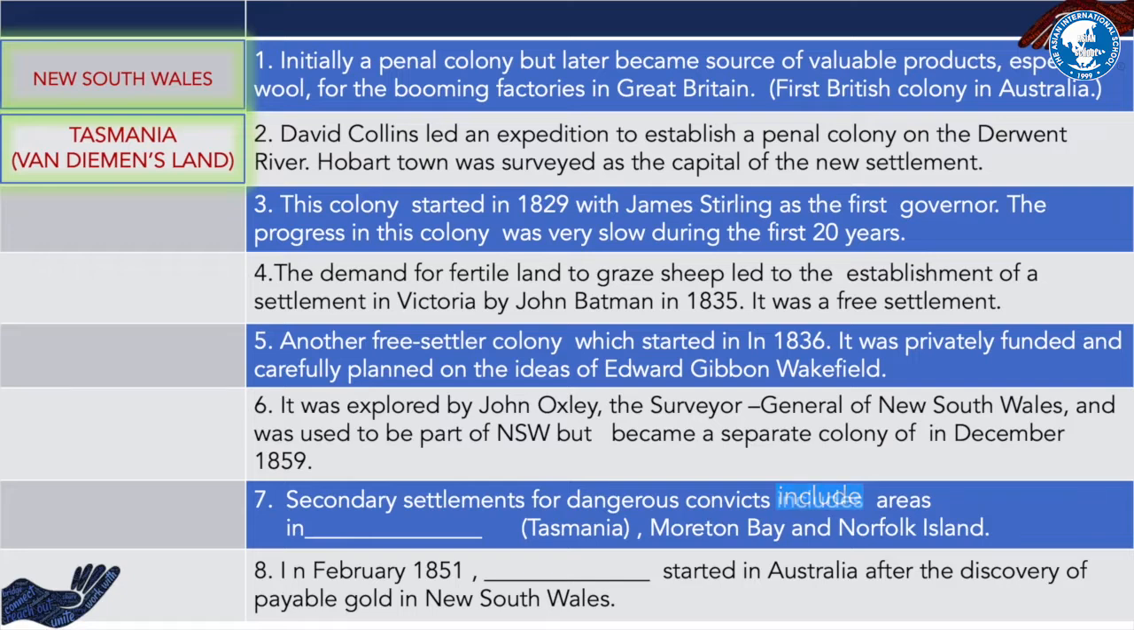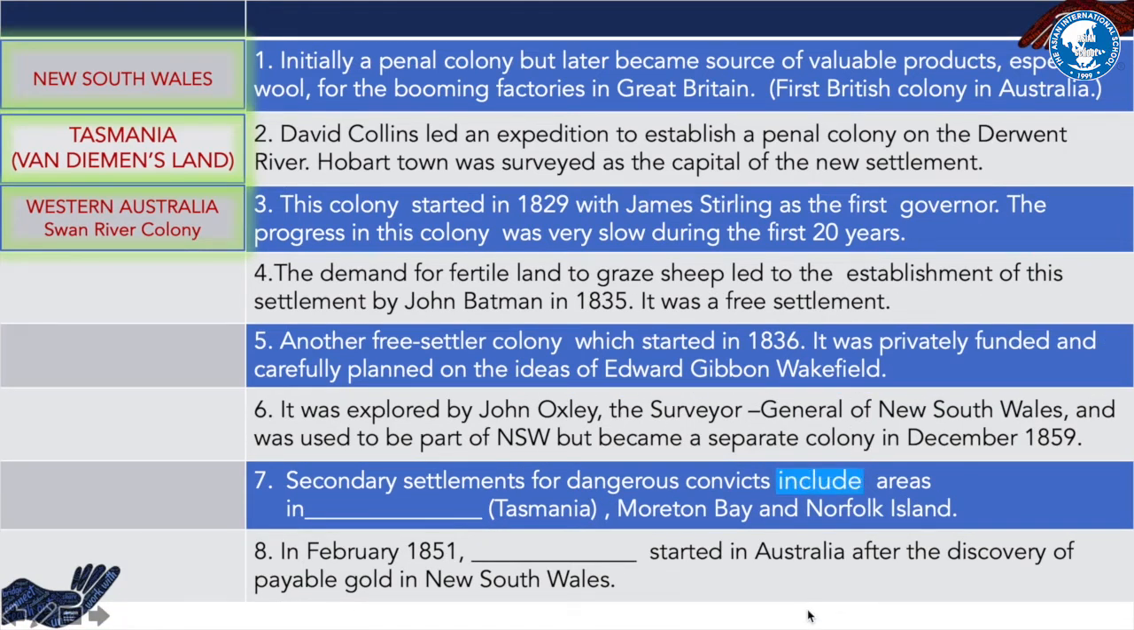Okay, number 3. This colony started in 1829 with James Stirling as the first governor. The progress in this colony was very slow during the first 20 years. The answer is Western Australia, or Swan River Colony. Okay, now let's have number 4. The demand for fertile land to graze sheep led to the establishment of this settlement by John Batman. It was a free settlement. That means no convicts were ever sent there. So the correct answer is Victoria, or Port Phillip District.